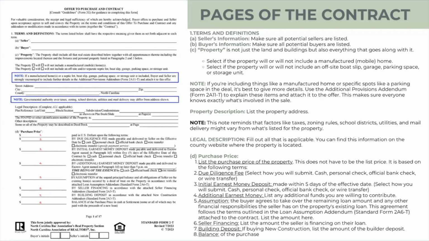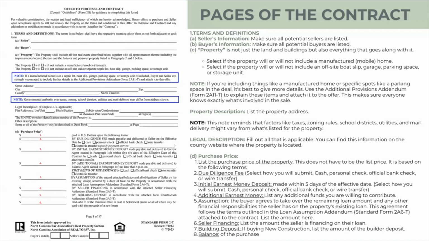Section D goes over the purchase price. So you're going to list the purchase price of the property. It does not have to be the list price, and it's based on the following terms. Due diligence. So you're going to select how you will submit: cash, personal check, official bank check, or wire transfer, and an initial earnest money deposit.